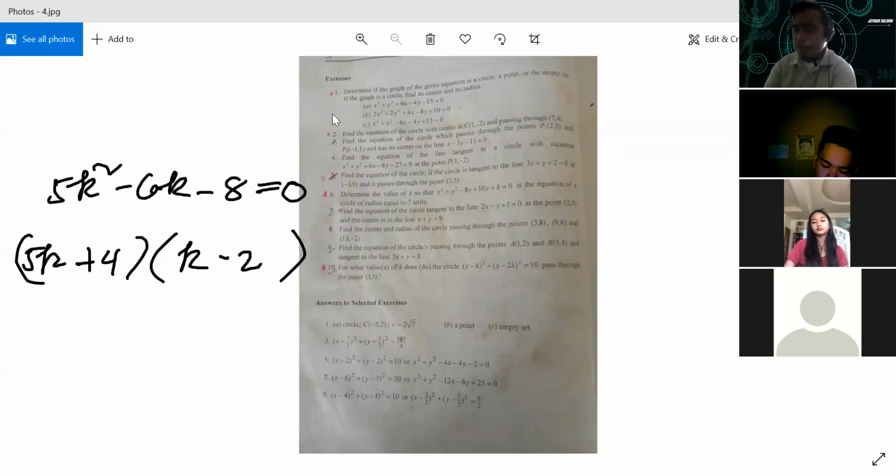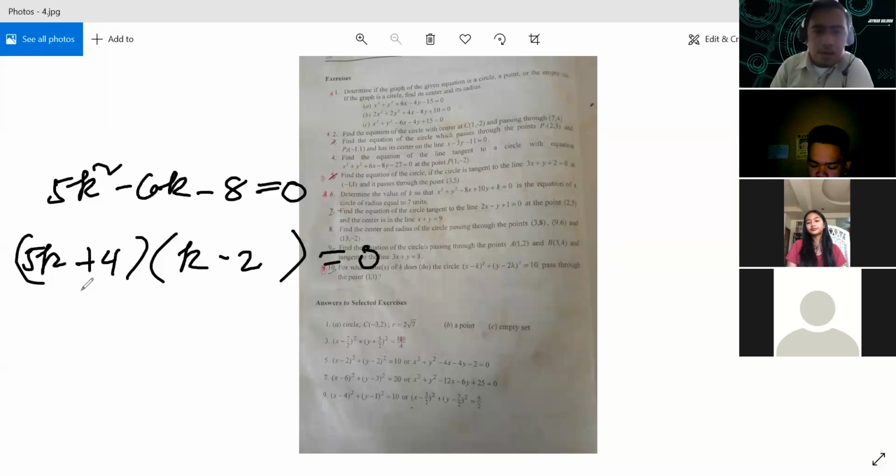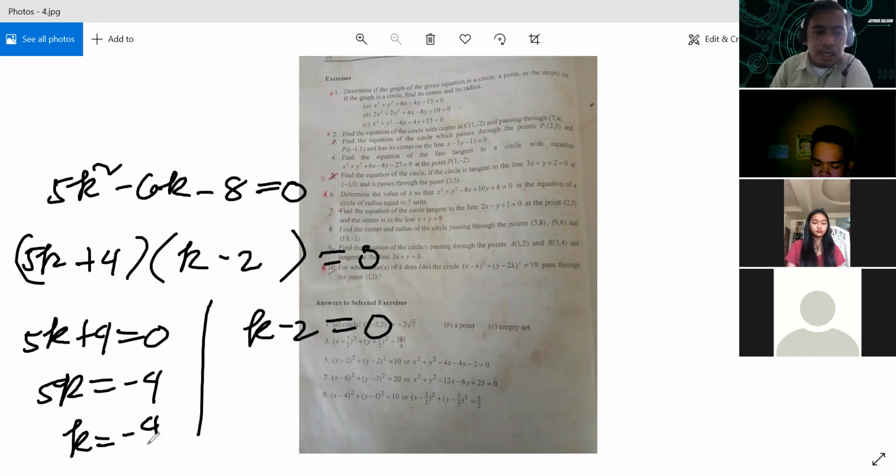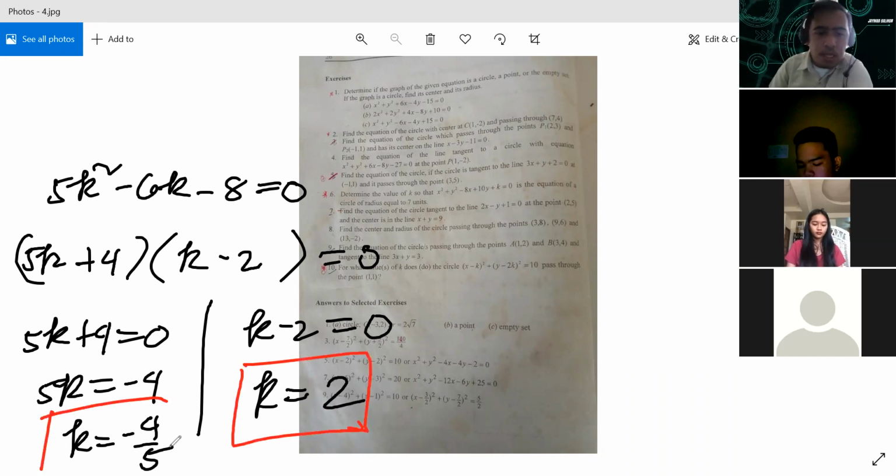Okay. Then after that, if we continue, it will be equal to 0. By using the zero property of equality, you can equate each factor to 0. So you have 5k plus 4 equal to 0, k minus 2 equal to 0. If you simplify it further, 5k equal to -4, so your k is -4/5. The other side, your k is +2. So there are two values of k here, the +2 and the -4/5.